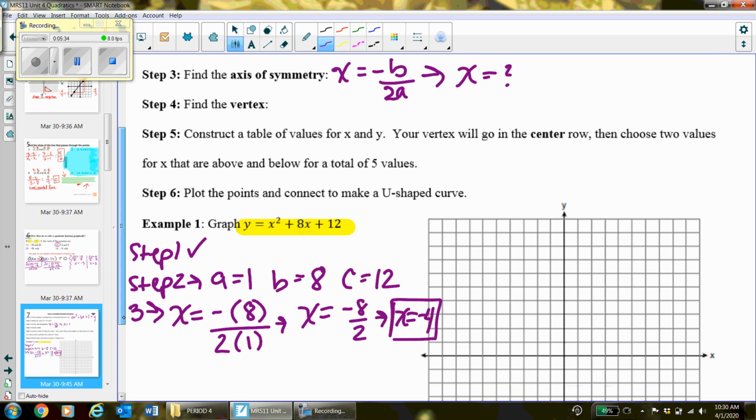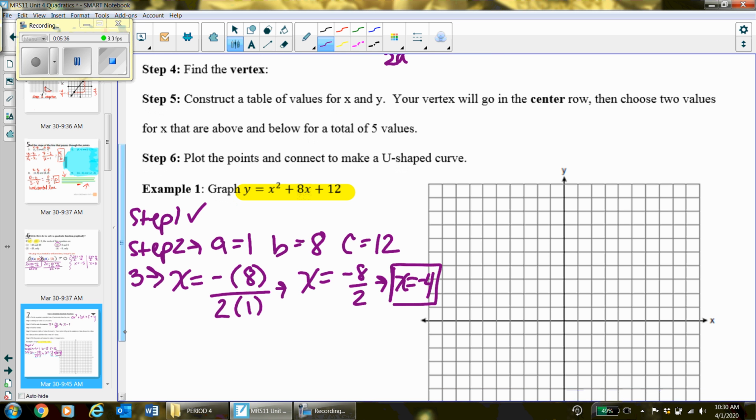All right, so now step 4, my vertex. My vertex is a coordinate point. It is the x value that you got when you did the axis of symmetry, and whatever that y value is when x is negative 4 in this case. So what you would do for step 4 is you would plug it in to your equation. So you want to find out what y is equal to when x is negative 4. So again, your axis of symmetry is the x value of your vertex.